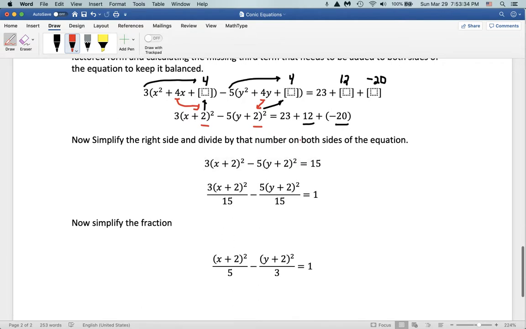The last step is we're going to divide everything by 15. I'm going to divide this side by 15, I'm going to divide this side by 15 and this by 15. In other words, everything by 15. Okay, so when I do that and I simplify, I have it written here, 3 goes into 15 5 times, 5 goes into 15 3 times, I keep the minus here, and there is my hyperbola written in standard form, which I got from my original expression.